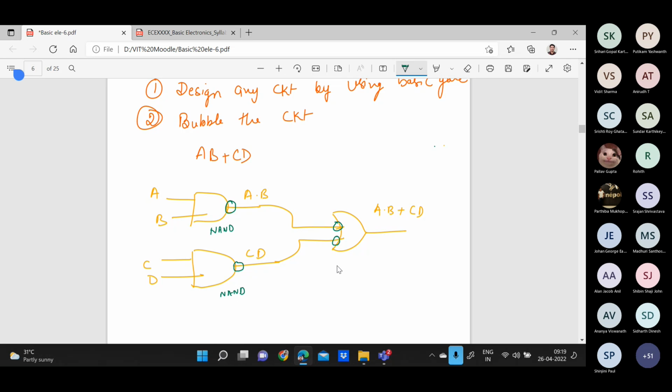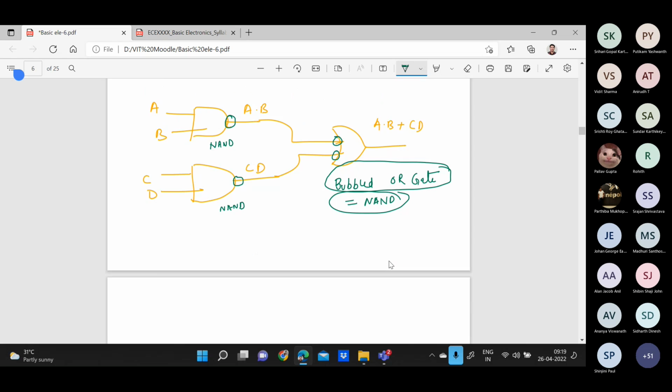And always remember the bubble, this is bubbled OR gate. This is called a bubbled OR gate. Bubbled OR gate is equivalent to NAND gate. Both are the same thing. Either it's the bubbled OR gate or NAND gate.